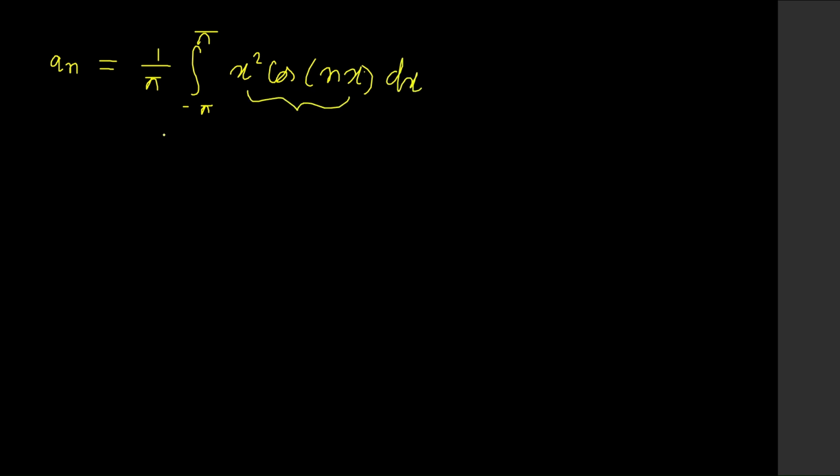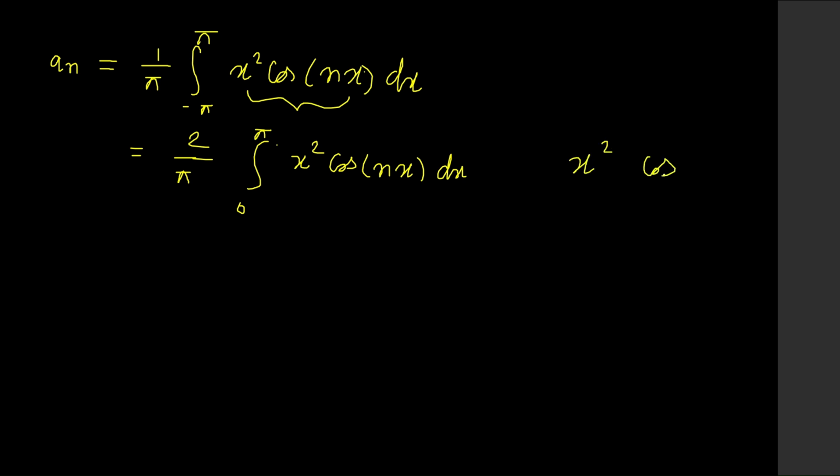Now moving ahead to our next constant, which is a n. So a n is 1 upon pi, integration minus pi to pi, x square cos nx dx. The product of this function is even, so we can write our integral as 2 upon pi, by using the odd-even property, integration 0 to pi, x square cos nx dx. Now let's solve this integral, x square cos nx.